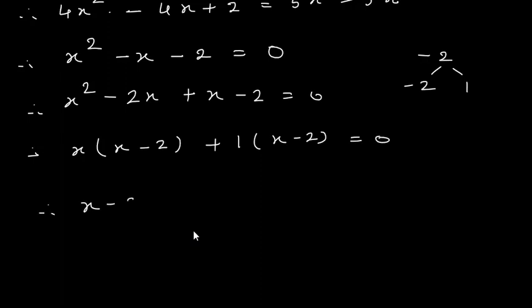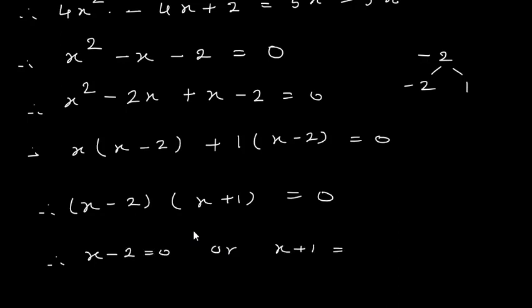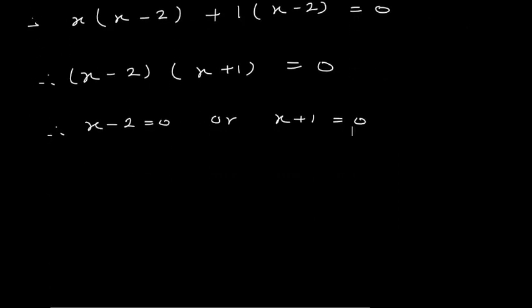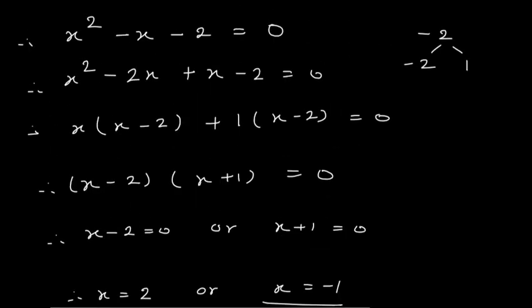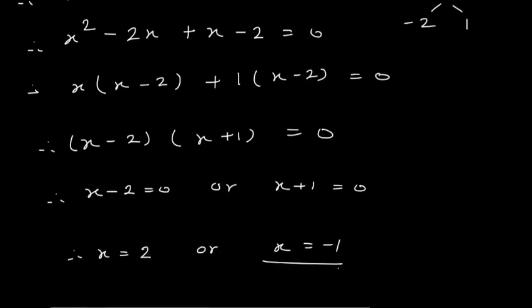So we have x minus 2 in one bracket and x plus 1 in the other bracket, and this is equal to 0. So this gives you x minus 2 is 0, or x plus 1 is 0. So from here you can say that x is 2, or x is minus 1. So this is your second question. Now we will see one more question.